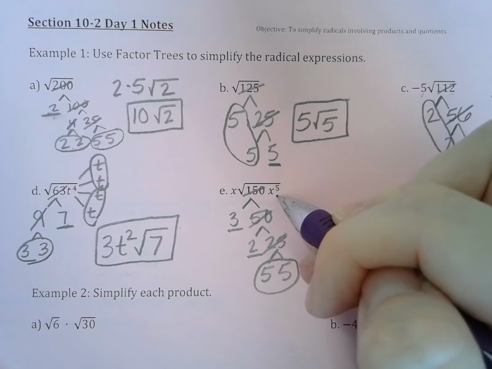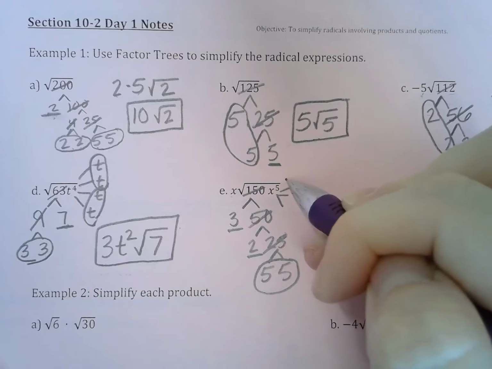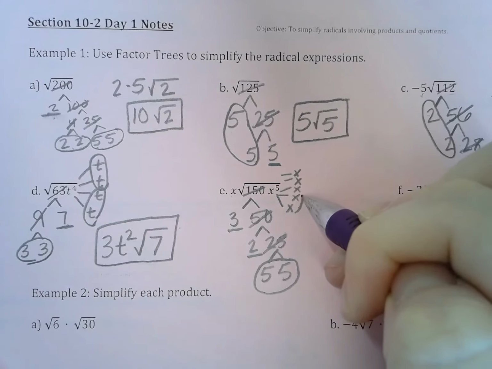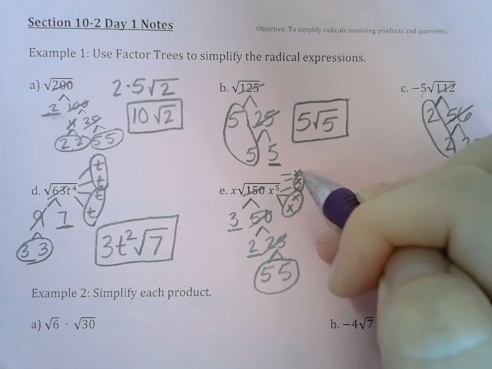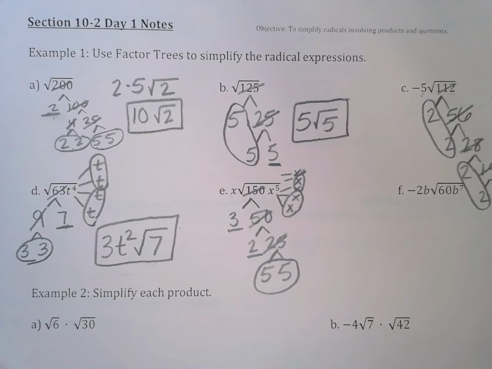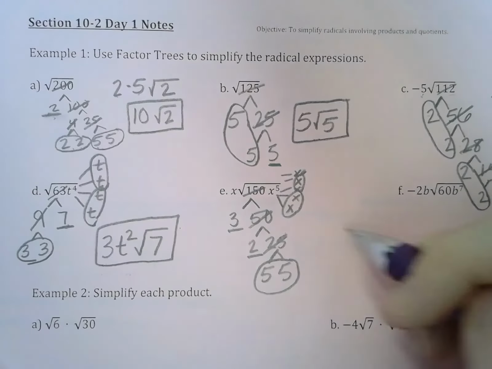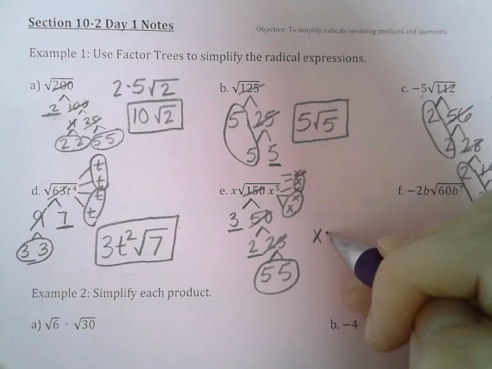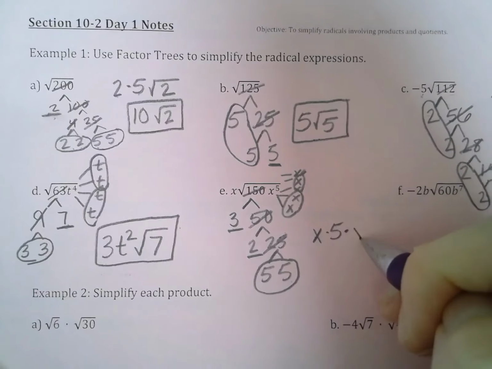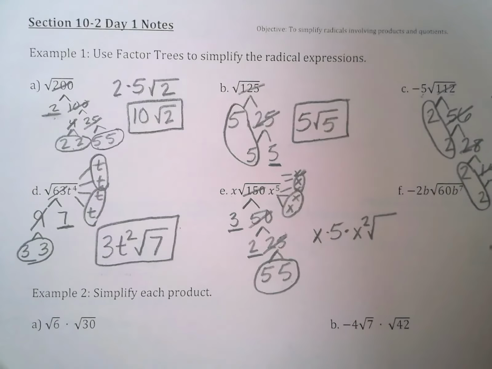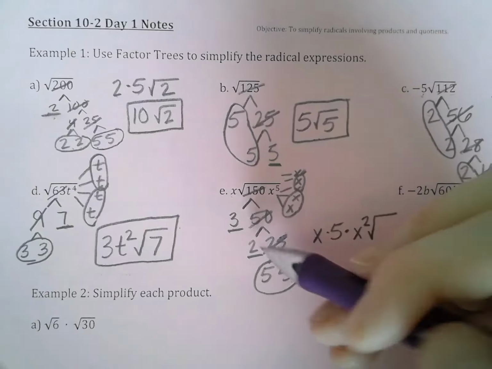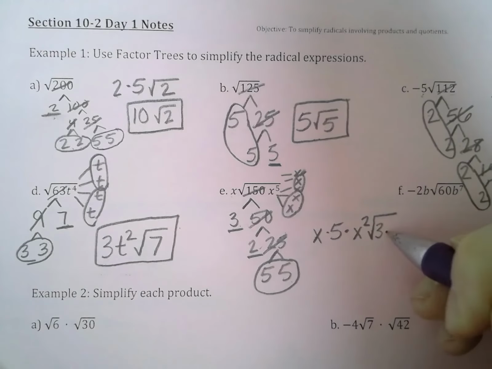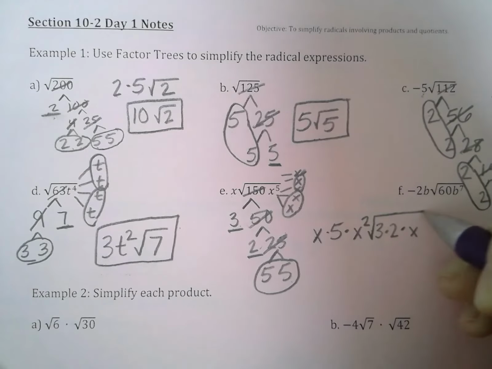Then I break down x to the 5th, which is 5 x's. And I circle. So pair here, and this guy doesn't have a pair. Okay. On the outside, I have an x that I began with. Then I can take out a 5 and 2 more x's. On the inside, I'm going to have 3, 2, and an x left over. So 3 times 2 times x.